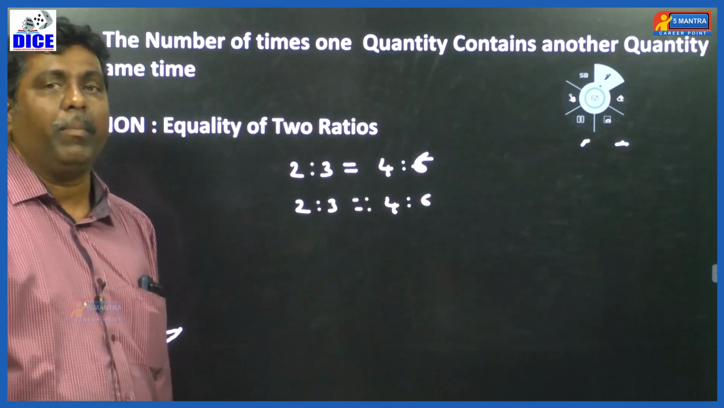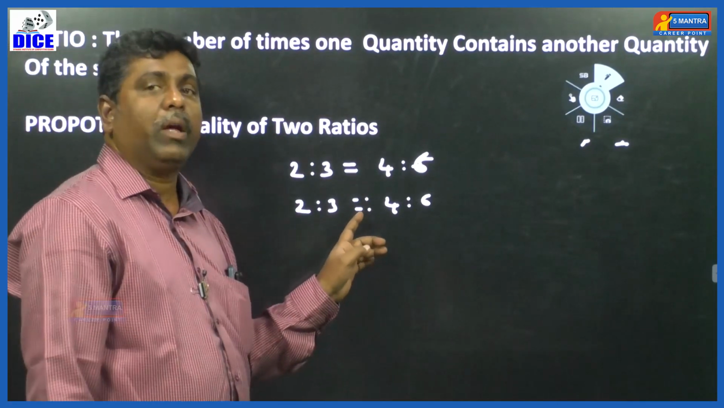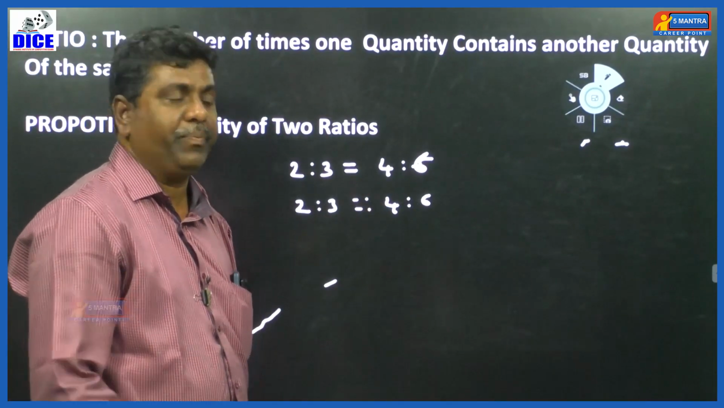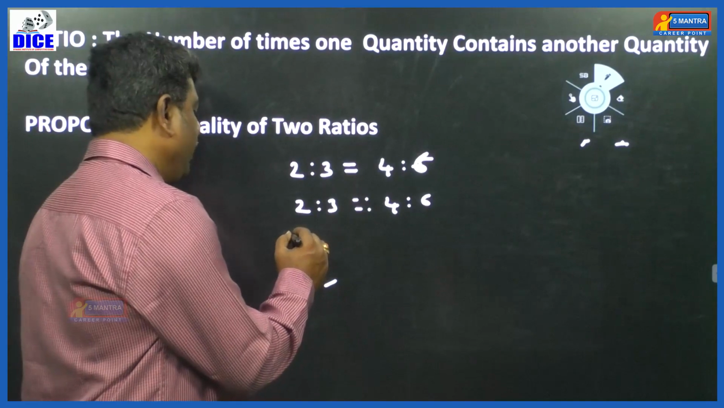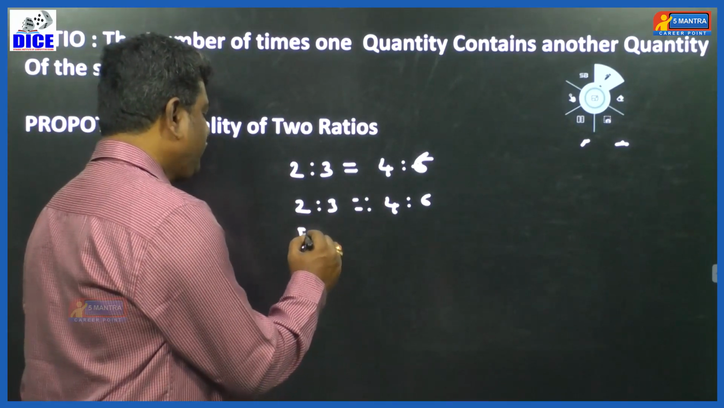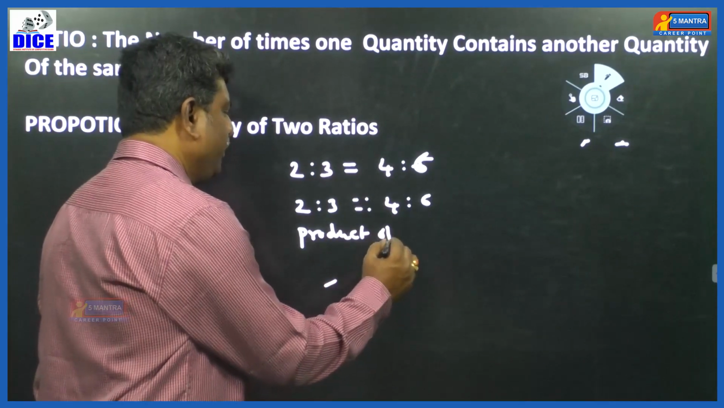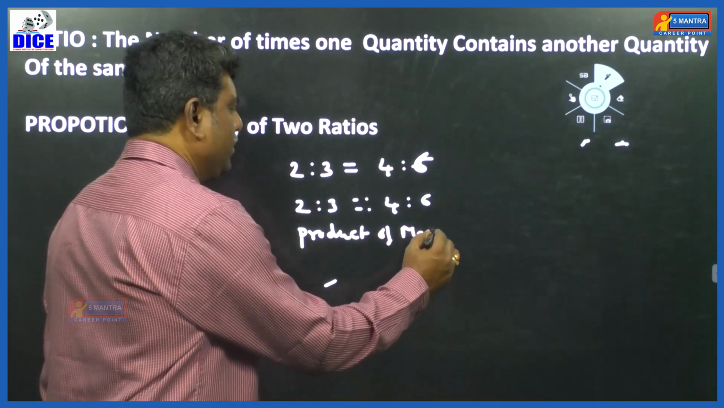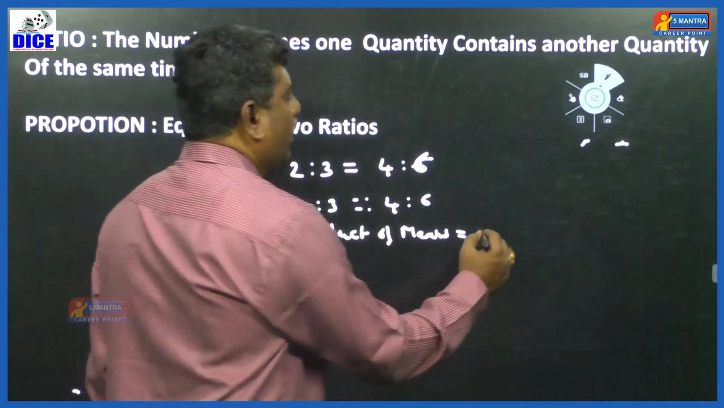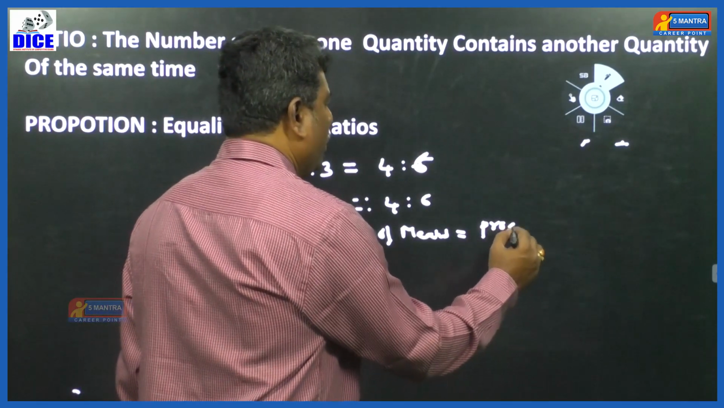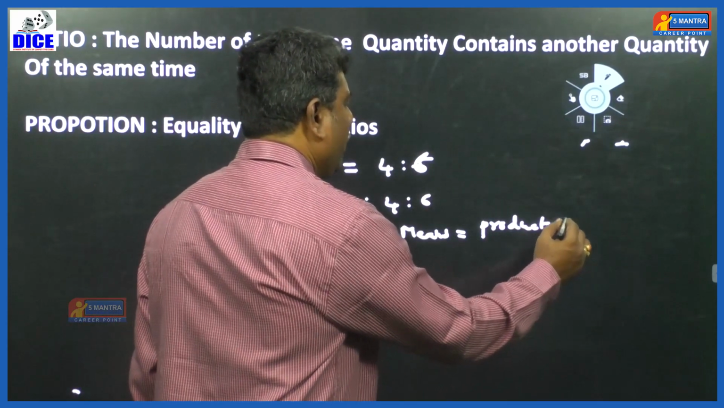In proportion, we get one formula. That formula is the product of means is equal to the product of extremes. This is a basic formula.